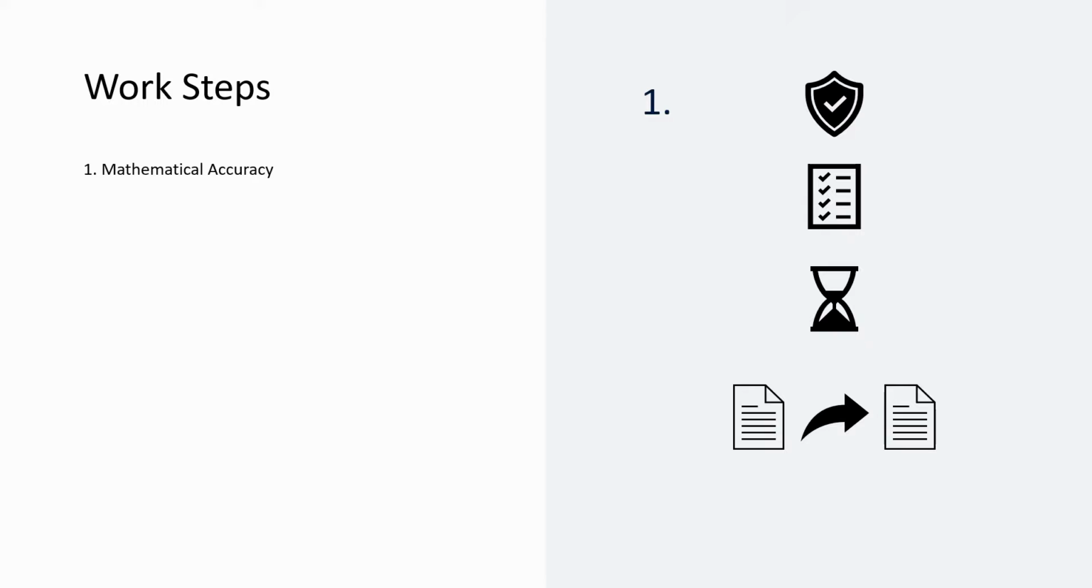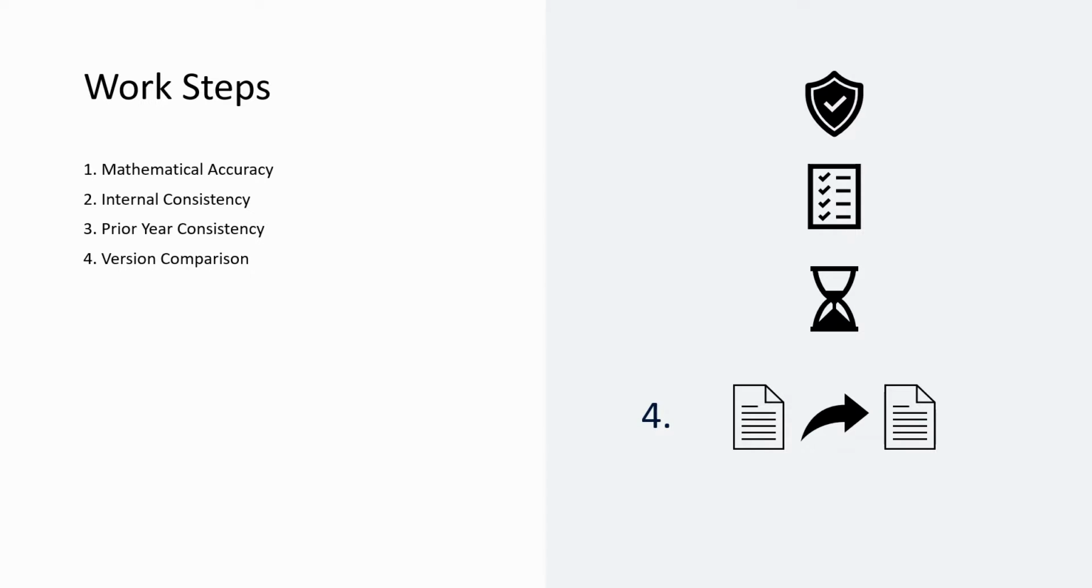Our work steps will be as follows. We'll start by checking the mathematical accuracy. We'll then move on to the internal consistency. We'll then check the prior year consistency and export the document. And additionally, we'll compare some changes made into a new version.